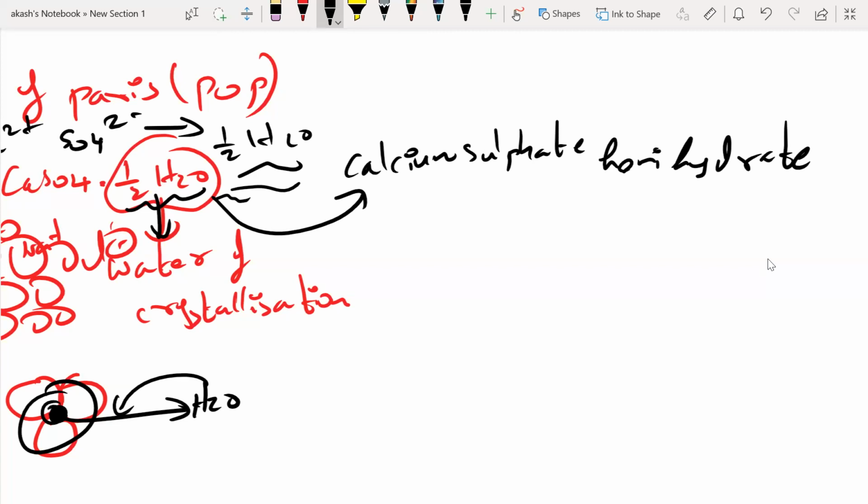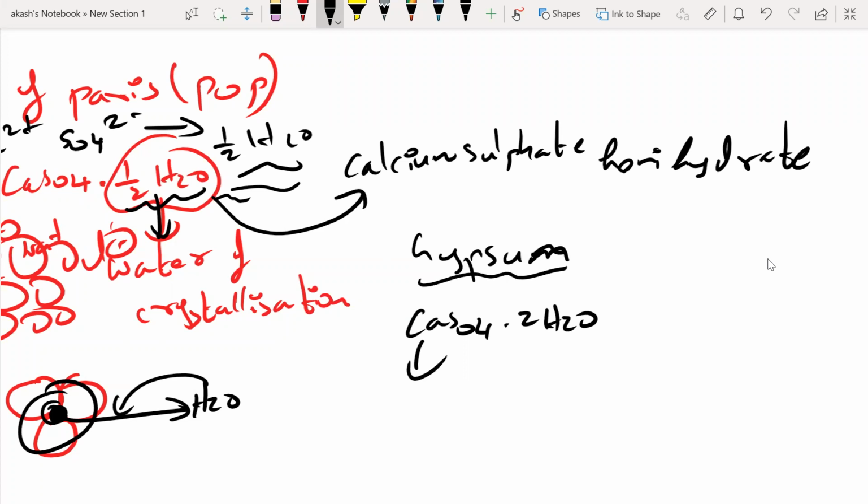From what do we get plaster of Paris? The gypsum. Okay, gypsum. What is the formula for gypsum? It is CaSO4.2H2O. Yes, CaSO4.2H2O, right? So gypsum is the common name.